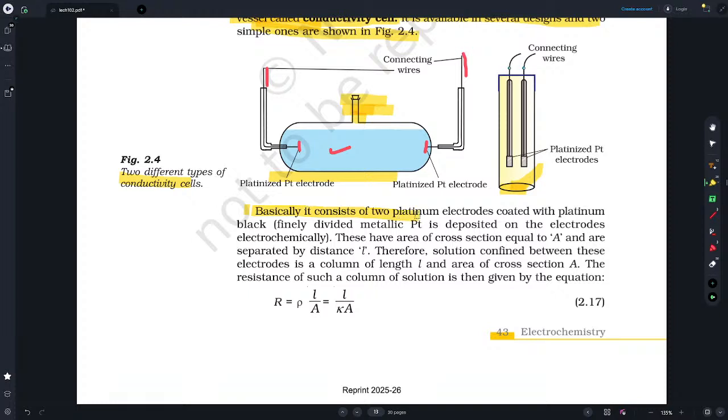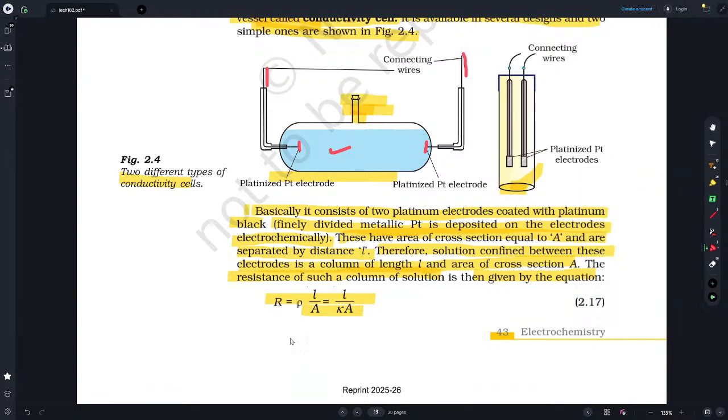Basically, it consists of two platinum electrodes coated with platinum black. Finely divided metallic platinum is deposited on the electrodes electrochemically. These have an area of cross section equal to A and are separated by a distance L. Therefore, the solution confined between these electrodes is a column of length L and area of cross section A. The resistance of the column of solution is then given by the equation R equals rho L by A.